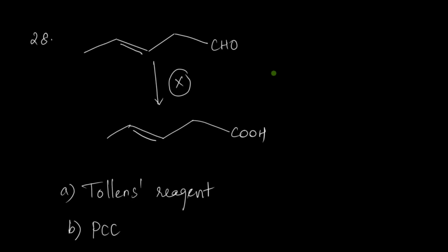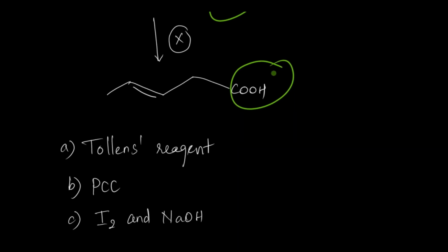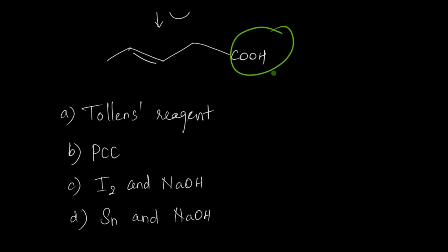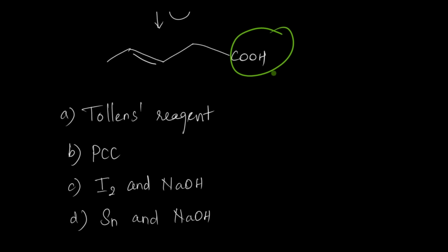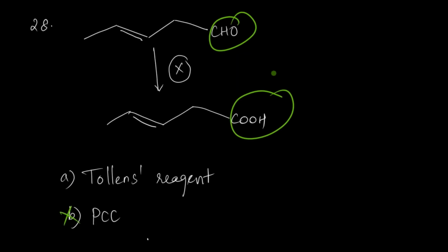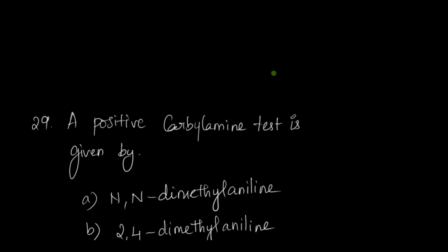Then this question, just a conversion of CHO to COOH. So what could be the reagent? Tollens reagent or PCC? PCC will not give this reaction. Iodoform reaction or Sn/NaOH. Obviously tin will not. Tin will give you the reduction only, and PCC will not. And iodoform, will that give it? No, it is not having any free CH3 group. So the answer to this question is Tollens reagent.